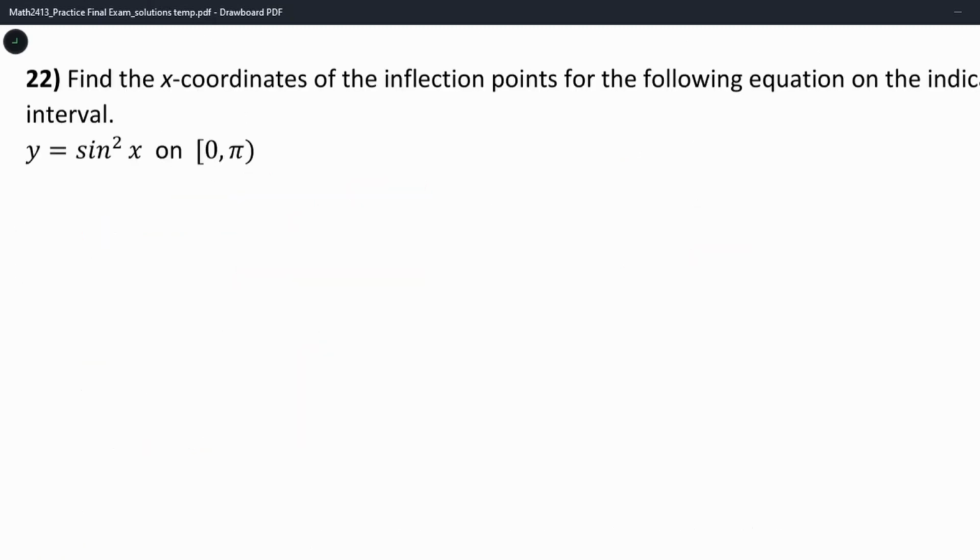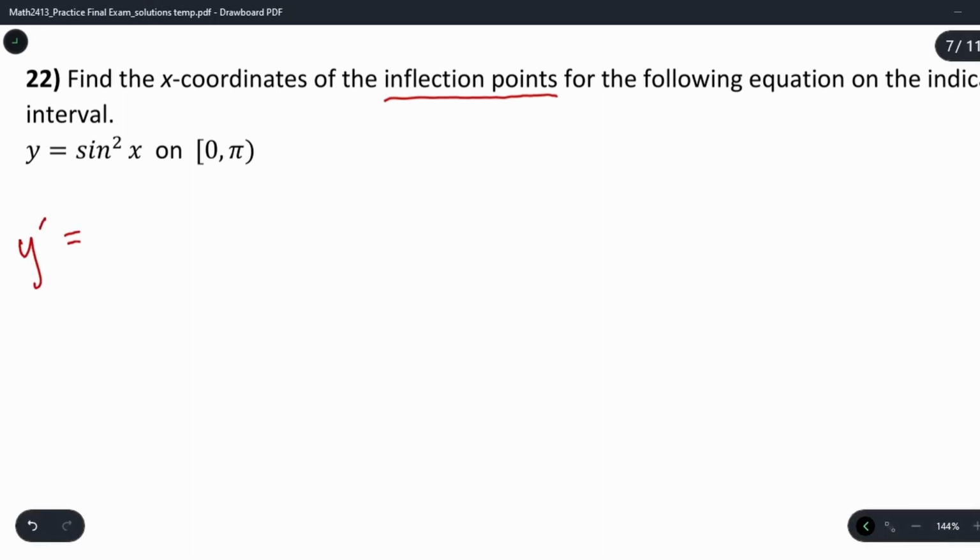Next, number 22. Find the x-coordinates of the inflection points for the following equation on the indicated interval. And so here, inflection points occur at the second derivative, so we're going to need to find y double prime. And in order to get there, we need to start with the first derivative. Here we have sine squared x, which is going to require the power rule. So the 2 comes down, the stuff inside stays the same, the stuff inside being the sine x.